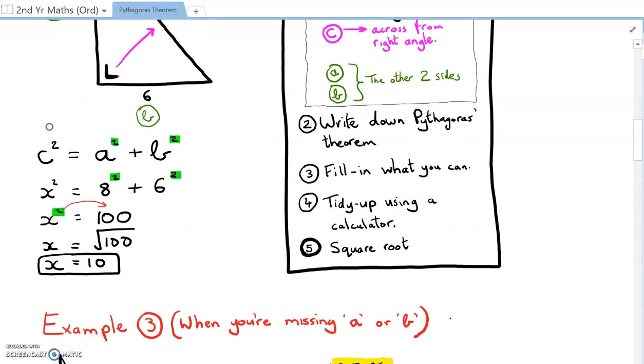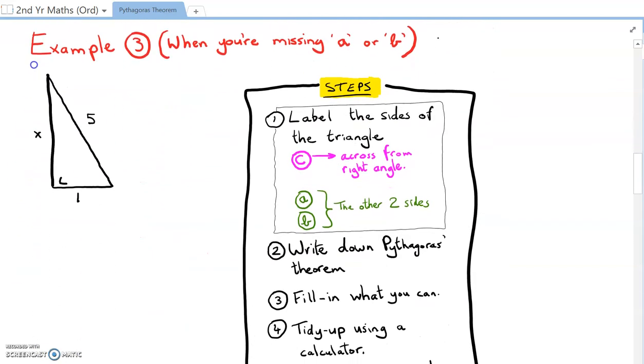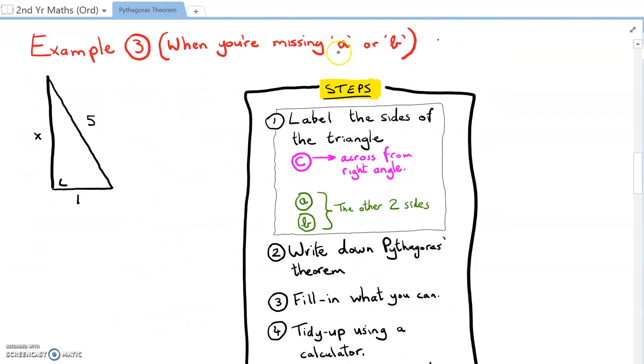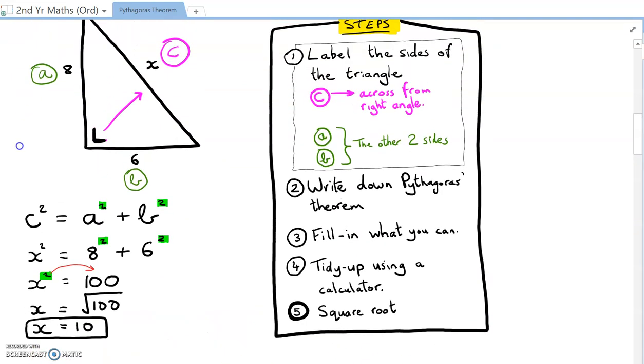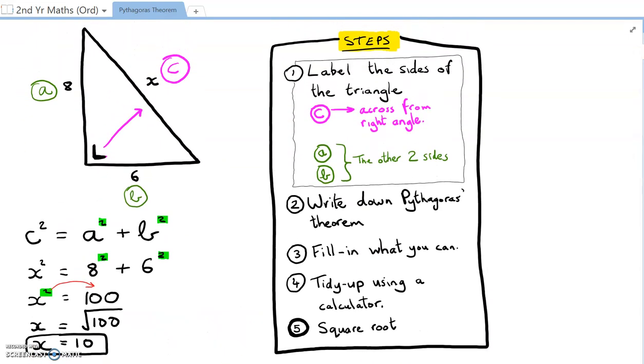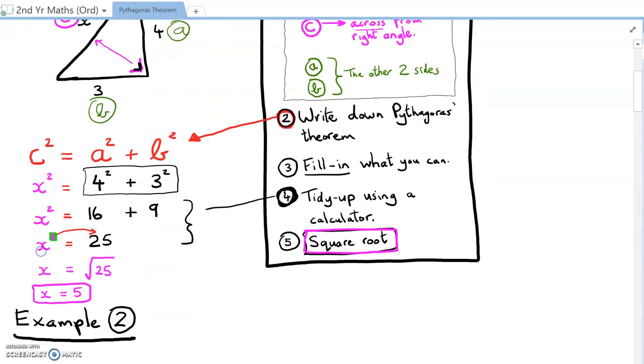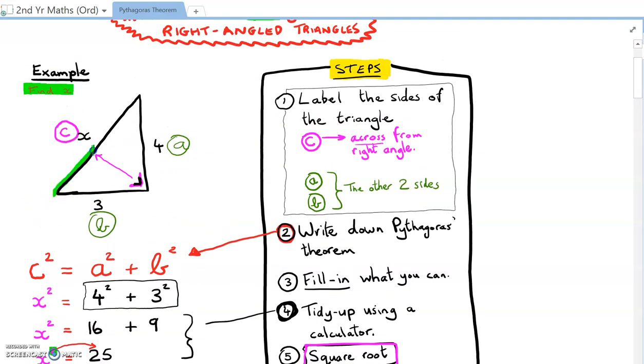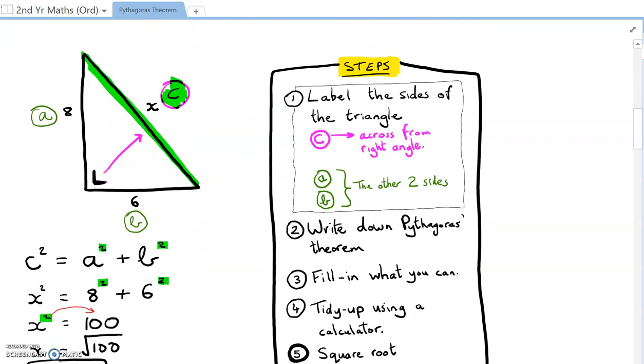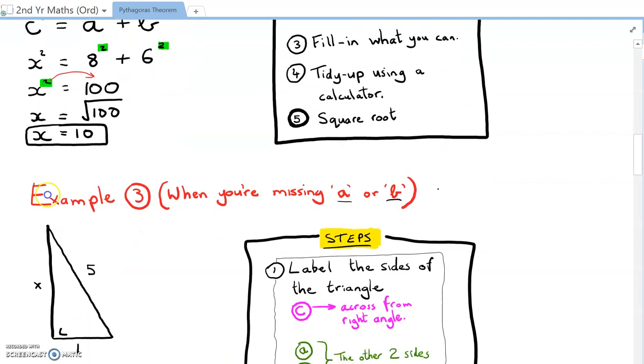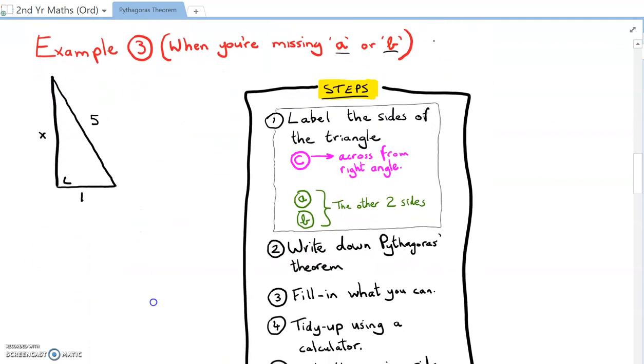Well done. Now, here's a couple of examples when we're missing A or B. Because you notice the two that I just did, this one here, what side was I missing? This side. I was missing C. And on the previous one, what side was I missing? This side. C. What if you were missing A or B? Okay. What if it was one of these I was missing?